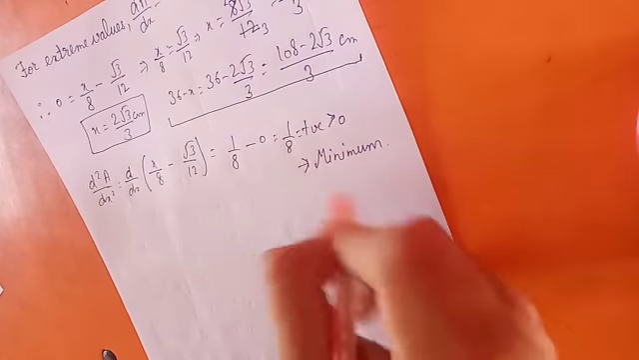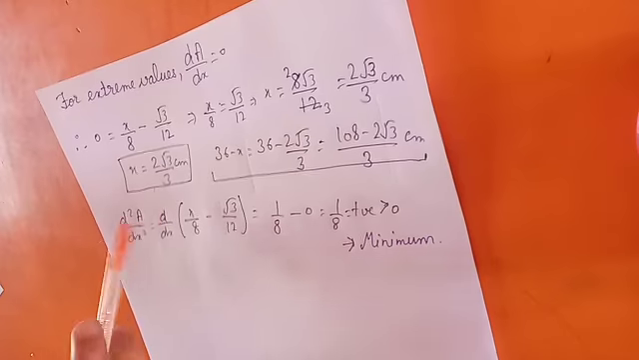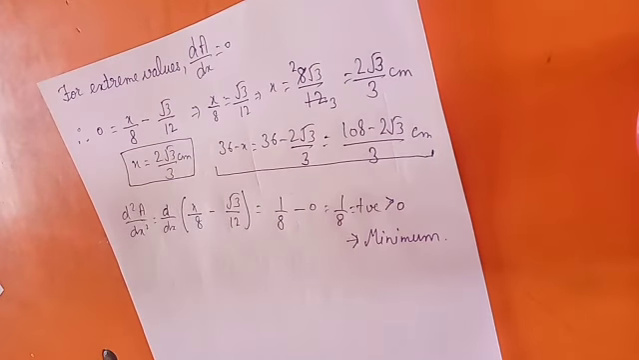That means whenever we cut that 36 centimeter long wire from a distance of 2 root 3 by 3, we will get the sum of areas of the square and the equilateral triangle as minimum.